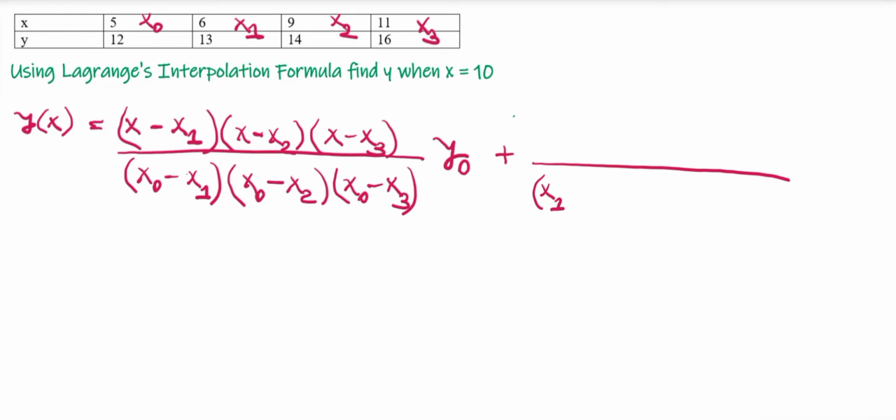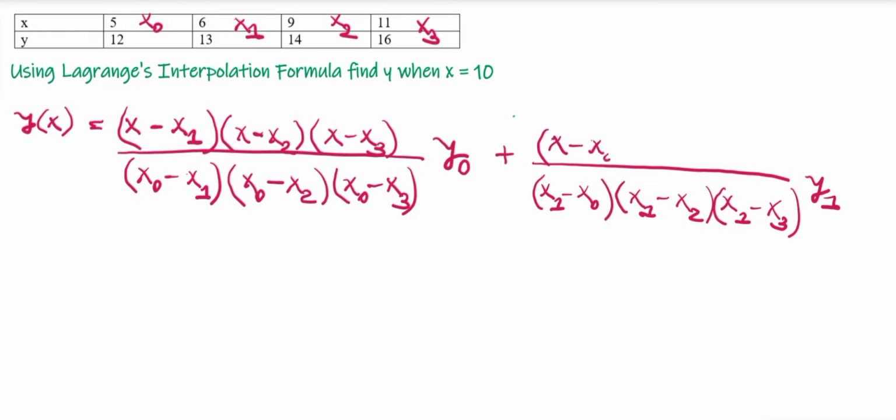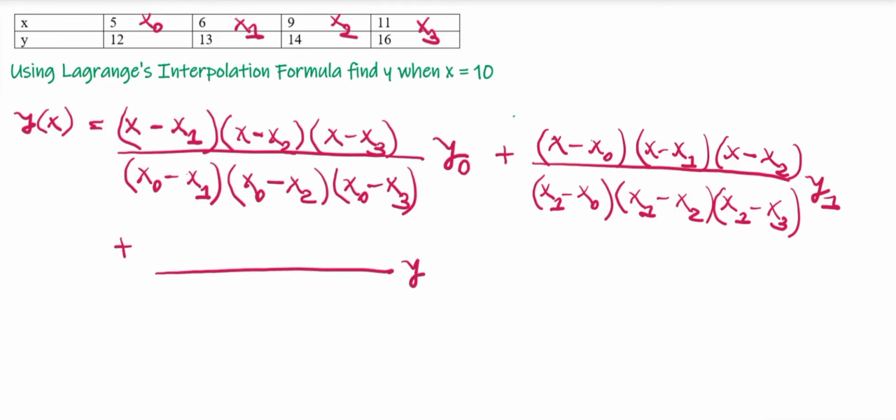Now in the same way it will be for y1. In the denominator we'll take x1 minus x0, x1 minus x2, x1 minus x3. Multiply the whole term with y1. In the numerator it will be x minus x0, then directly x minus x2 and then x minus x3. Now if you see the second term, I have made a writing mistake. It's very much possible that you might think the formula correctly but not write it correctly, and it will lead to some consequences. I'll explain it later on.